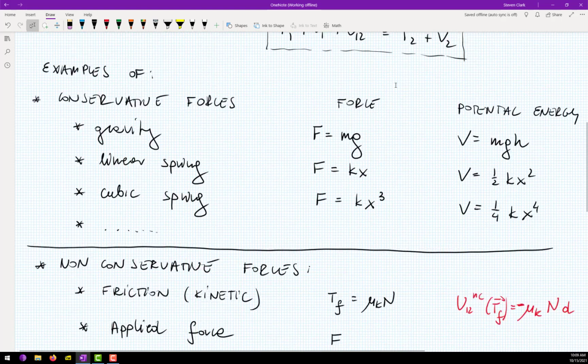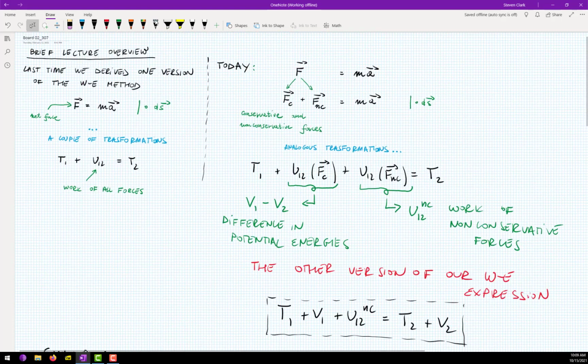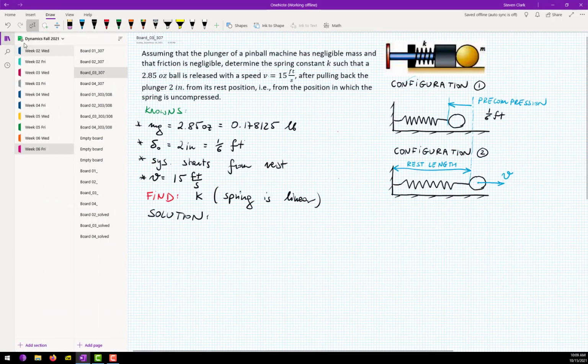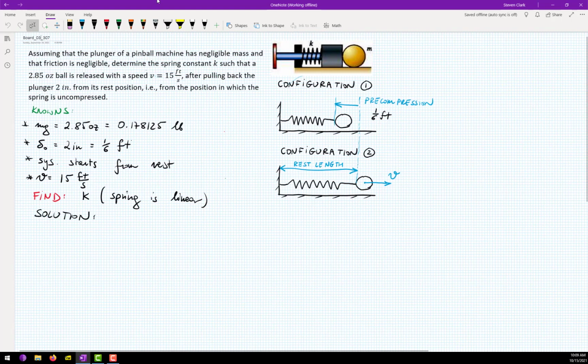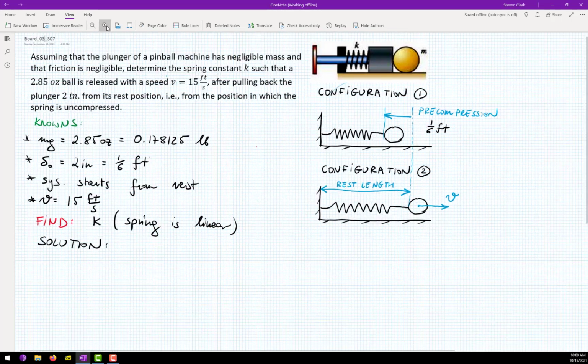So let's do example number one. As usual, please familiarize yourself with the problem statement before we start our solution.